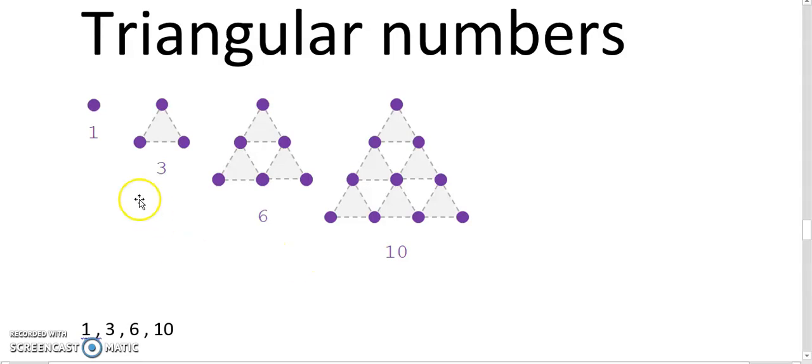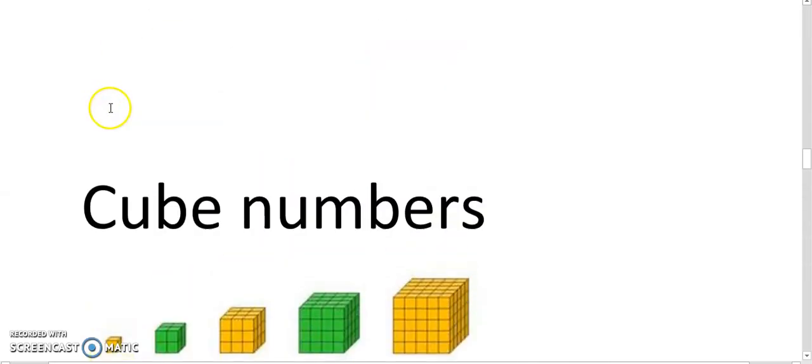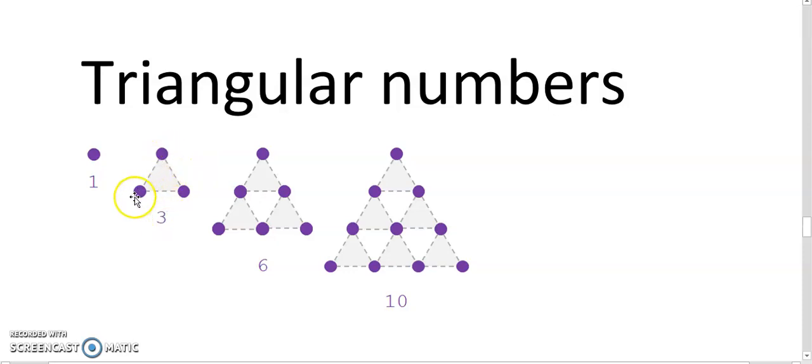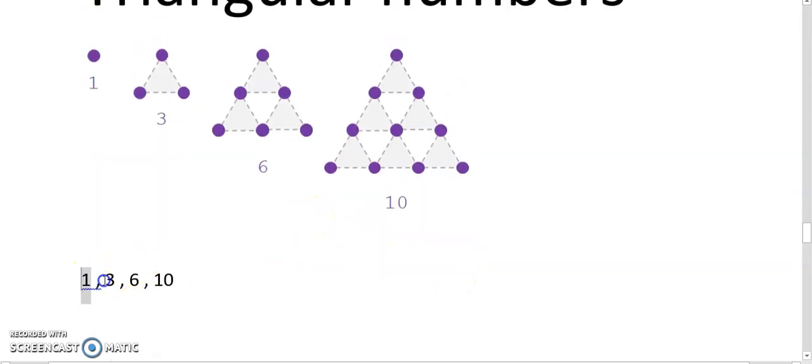You see here, 1 dot. Is that a triangle? Not quite, but with most of these number patterns, we start with 1. Let's just look at the next one. 3, you can make a little triangle with that. 6, you can make a triangle with that. 10, you can make a triangle with that. Now to carry on this pattern, let's just look at the numbers quickly. What's happening? To go from 1 to 3, how much do I add? I go plus 2.